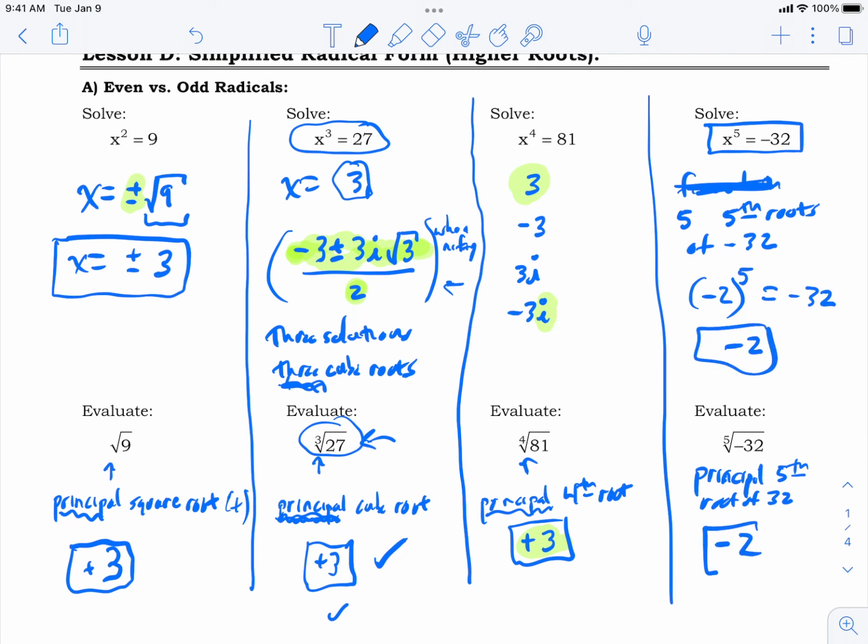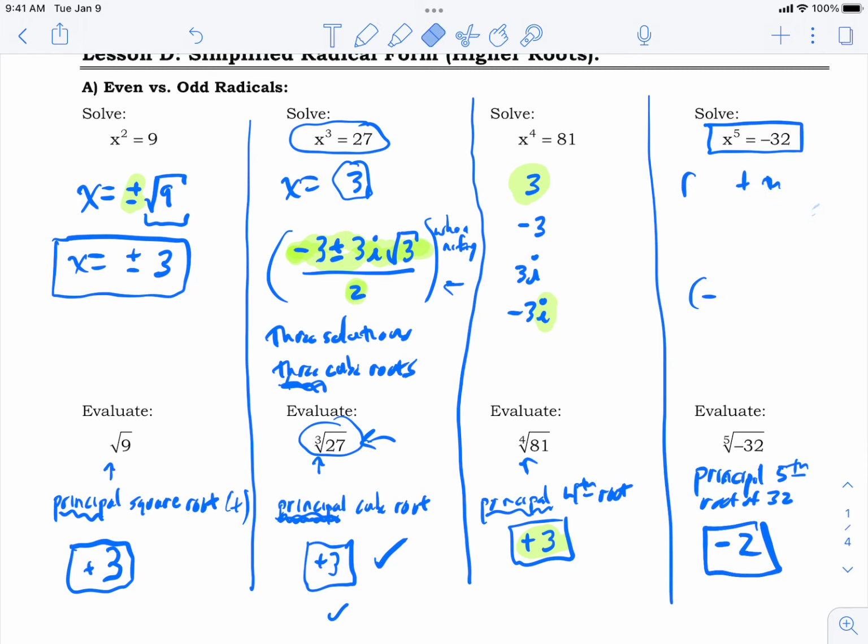The principal root is negative 2. I should actually be writing that down here. So the principal root of 32 is 2. The principal root of negative 32 is negative 2. Now, if I wanted to solve an equation like this one, where the question really is find all of the fifth roots of negative 32, there would be 5 of them. There are 5 fifth roots. 4 are complex.